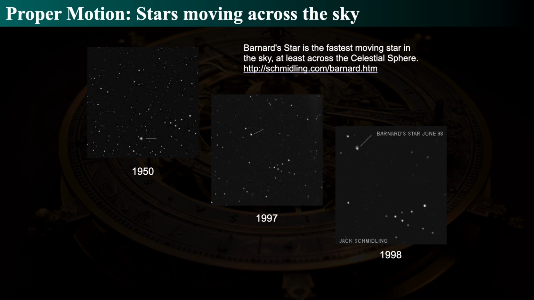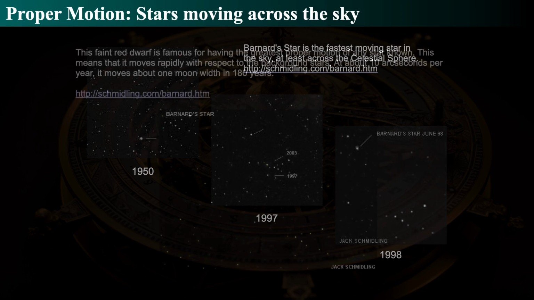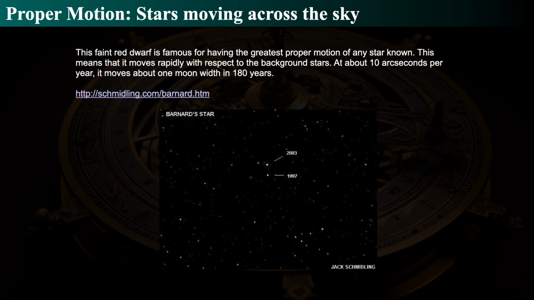But it's close, and it's moving fast. It is the fastest moving star across the sky, meaning across the celestial sphere. There might be stars with higher actual velocities, but from our vantage point on the Earth, it has the fastest proper motion across the sky. It's a faint red dwarf, and it'll move the width of the moon in about 200 years, which is really quite a large distance.